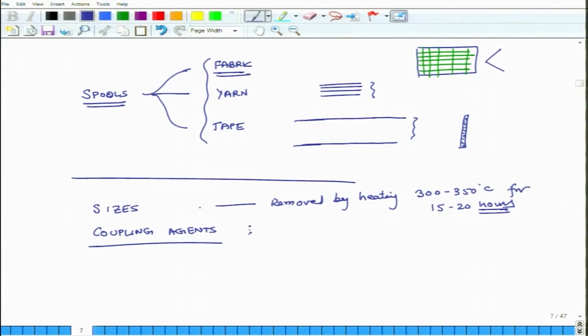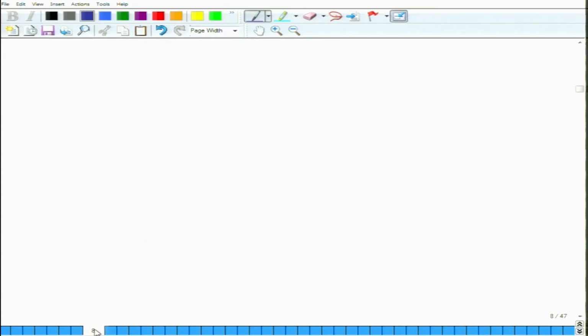And then you put coupling agents on them to ensure a good bond between the fiber and the matrix, and also these coupling agents ensure that the fiber does not attract a lot of moisture. So, it also protects them from moisture. So, this is all about glass fibers. Lastly, I wanted to give you some details on properties of glass fibers.